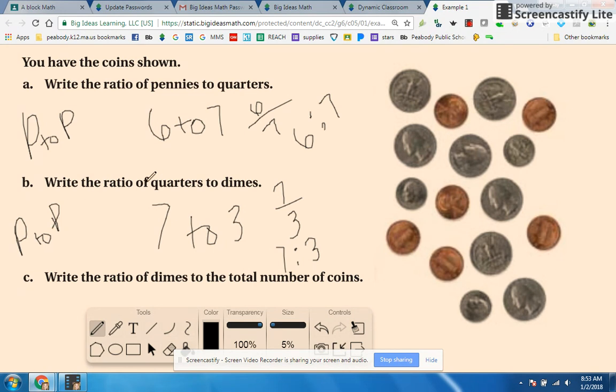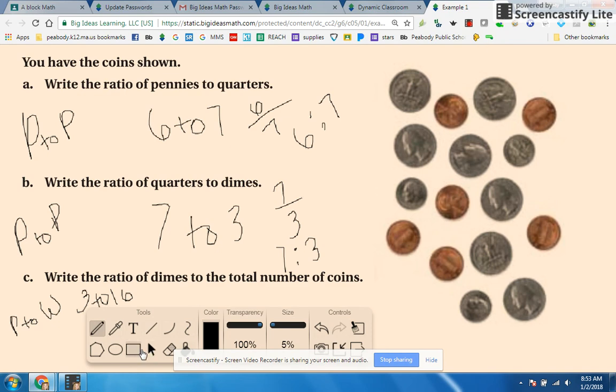The last one, write the ratio of dimes to the total number of coins. So the hint here is it has the word total. That's kind of telling you that you need to add up all of the coins, which also tells you that this would be a part to whole ratio. So I'm going to put P to W because this would be the W for whole. If that's a part to whole ratio, you're comparing part of it to the entire thing. Dimes is going to be 3. And the whole thing would be 1, 2, 3, 4, 5, 6, 7, 8, 9, 10, 11, 12, 13, 14, 15, 16. Counted that really quick, so hopefully I counted it right. But 3 to 16, or you can write it as a fraction, or you can write it as a colon. Okay, so that's a good example of part to part and part to whole, and also how to write these.